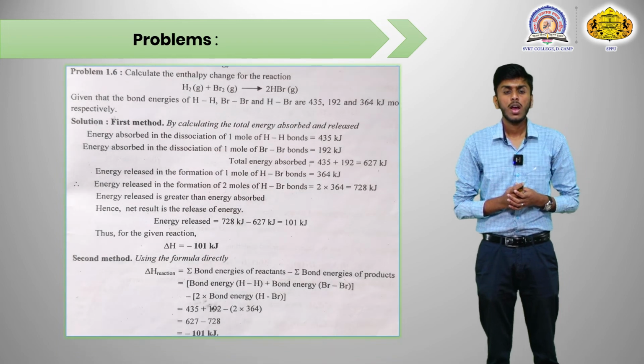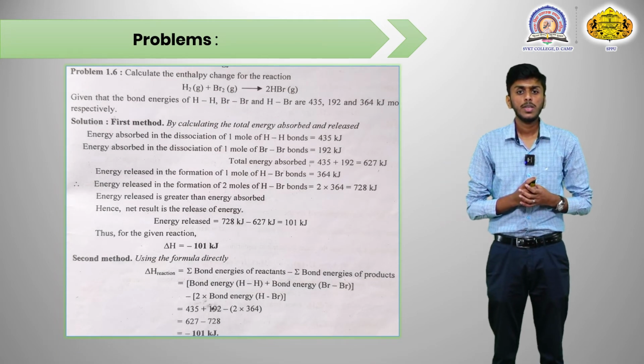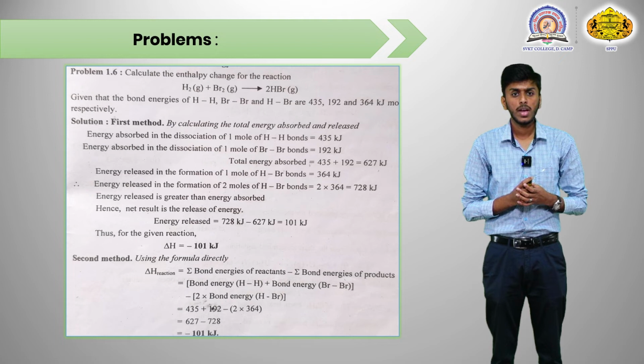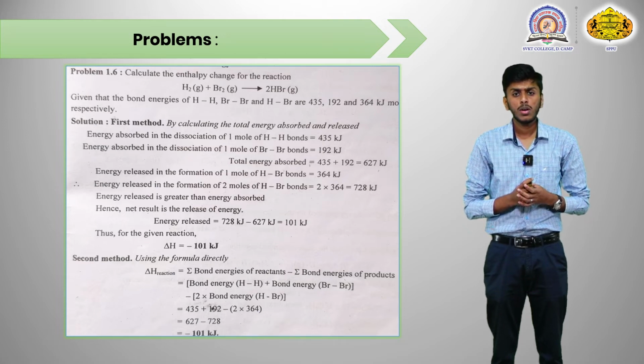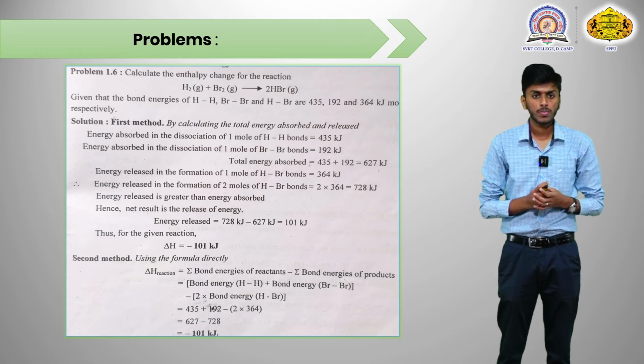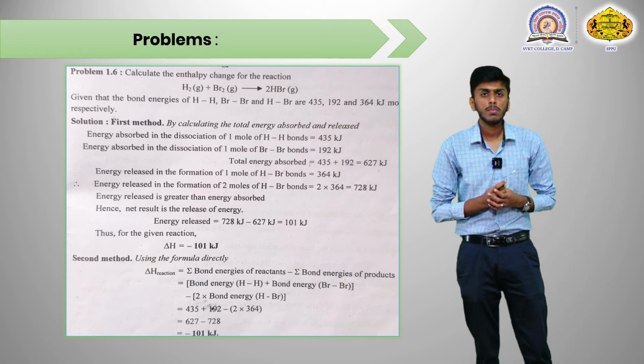The first one is, the student has to calculate the enthalpy change in the given reaction: H2 gas plus Br2 gas giving 2 moles of HBr gas. We are also given the bond energy values of the H-H bond, Br-Br bond and H-Br bond as 435, 192 and 364 kilojoule per mole respectively. We can solve this problem by two methods.